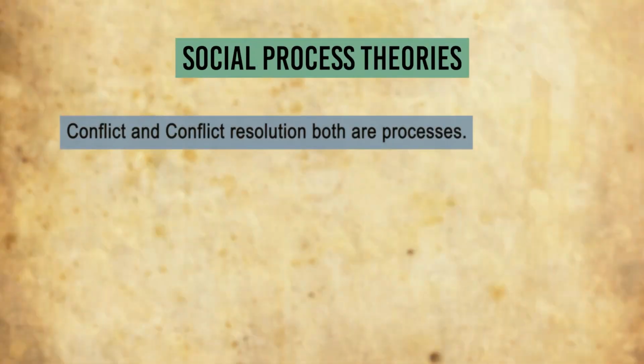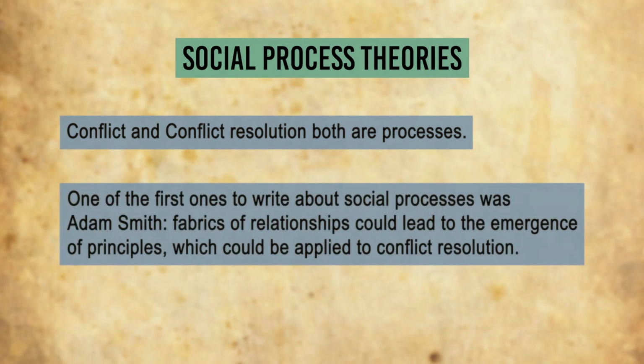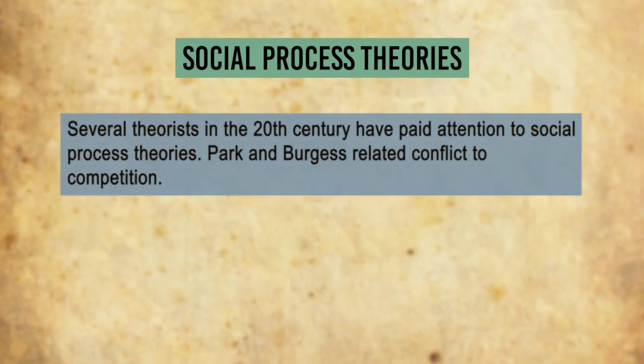So what are these theories? Let us talk about the social process theories. Conflict and conflict resolution both are processes. One of the first ones to write about social processes was Adam Smith. Fabrics of relationships could lead to the emergence of principles, he argued, which could be applied to conflict resolution. Several theorists in the 20th century have paid attention to the social process theories. Park and Burgess related conflict to competition. We have already talked about this when we talked about the definition of conflict.